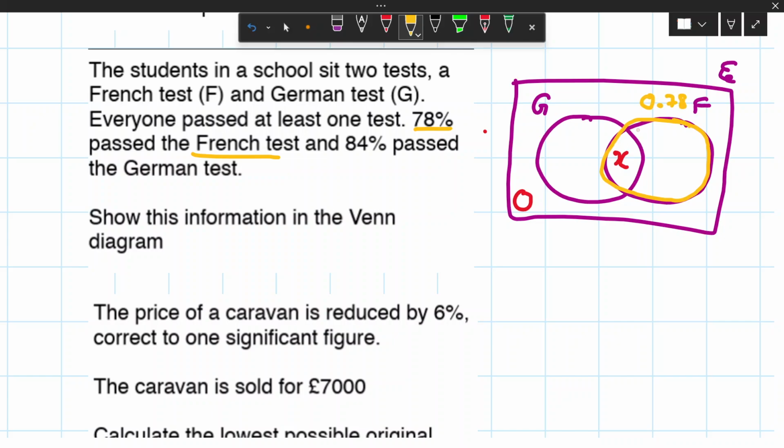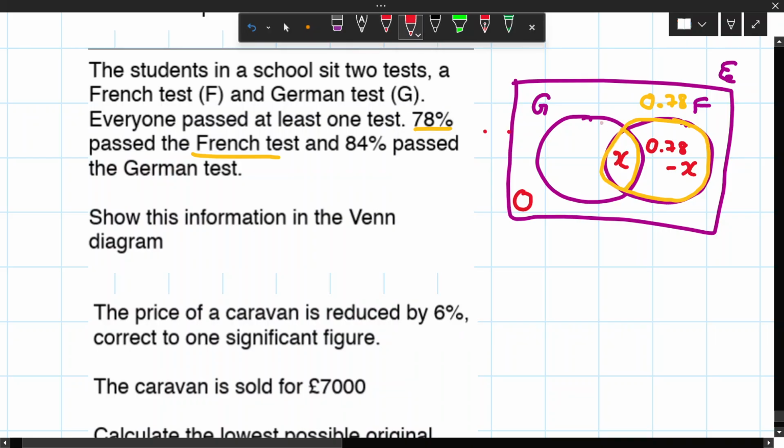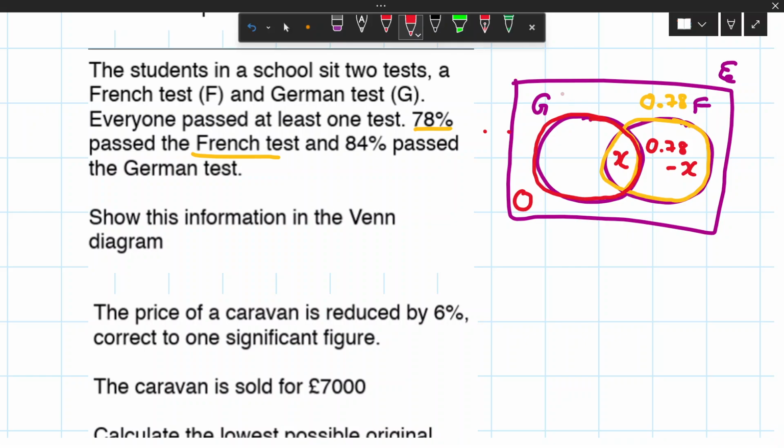I've already got an X inside this, which means the remaining bit here would be 0.78, take away the X. Because the full thing is supposed to be 0.78, I already have an X inside. That means what's remaining would be 0.78, take away the X. I can use the same logic on the other side. For the German test, we know that the total is supposed to be 0.84, but I already have an X inside that little piece at the center. So what remains is 0.84, take away X.